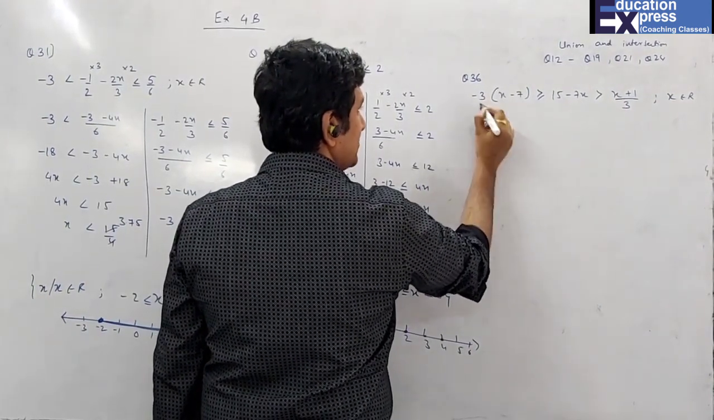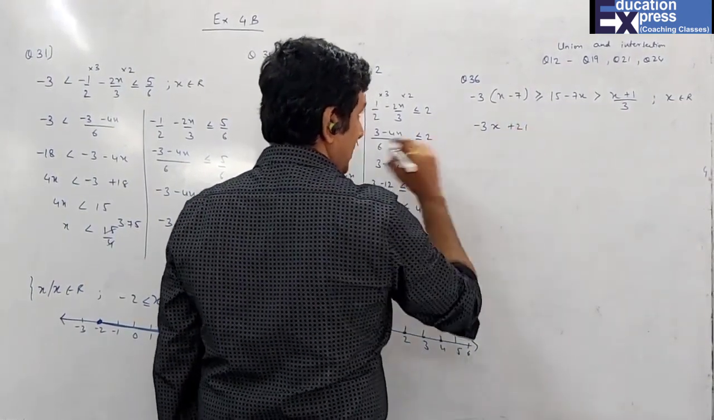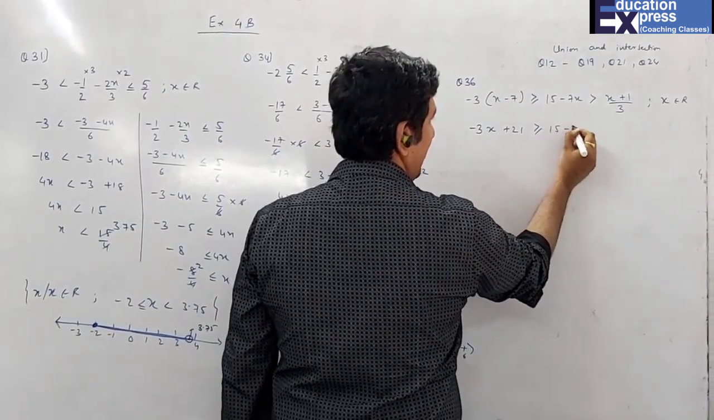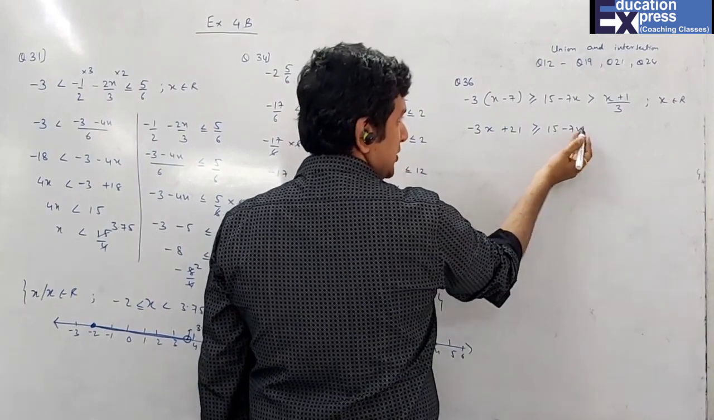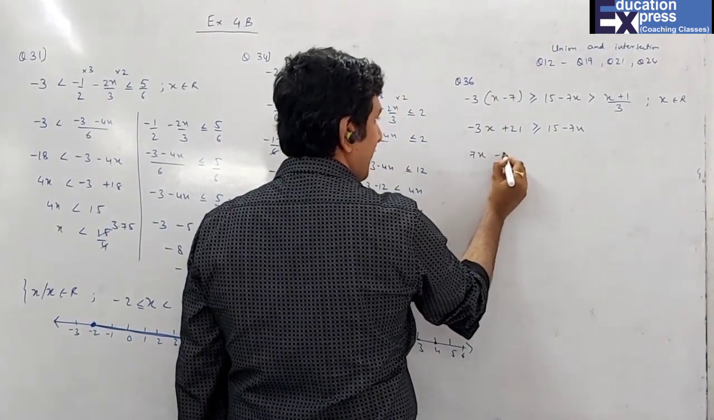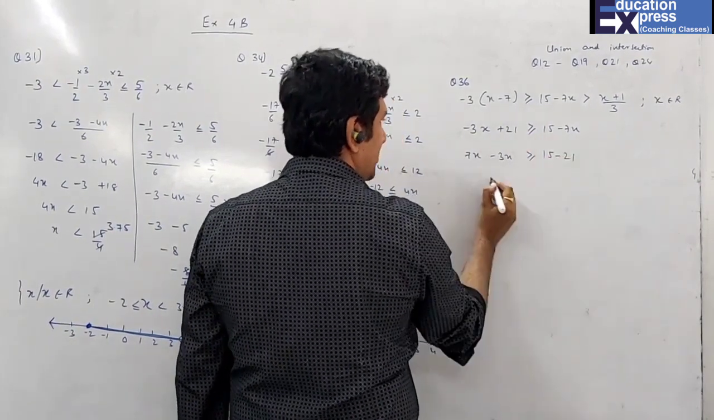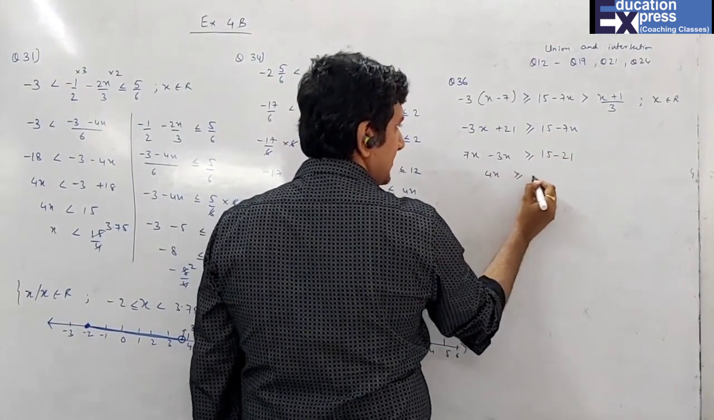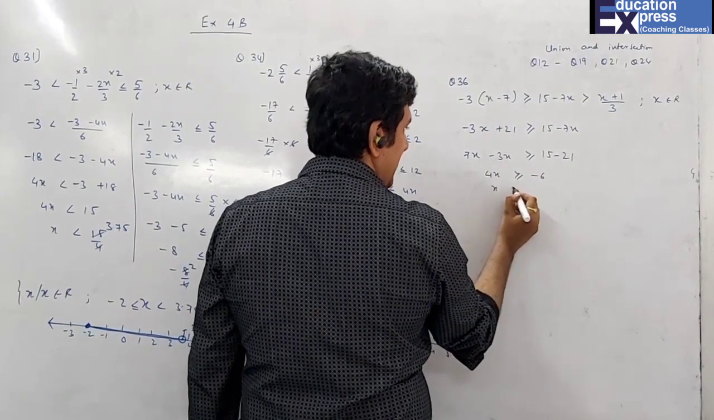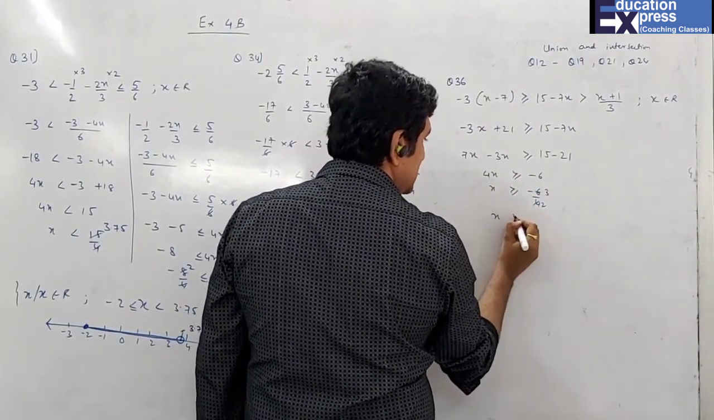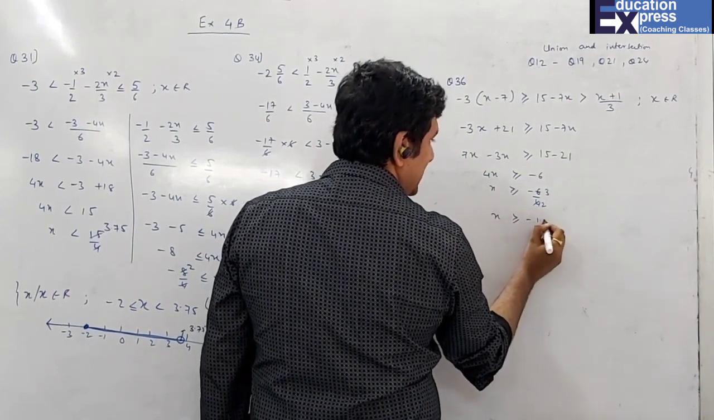Minus 3x minus 3 into 6 plus 21. Minus 3 into minus 7 is plus 21. You have 15 minus 7x. So x has to be positive, minus 7x will come here, and plus 21 here. 4x is more than or equal to minus 6. So x is more than or equal to minus 6 upon 4. 2 2s are, 2 3s are. So x is more than or equal to minus 1.5.